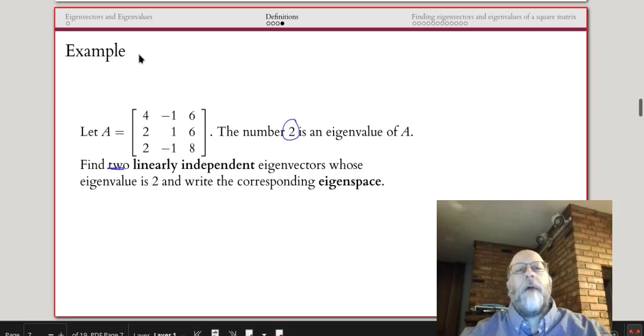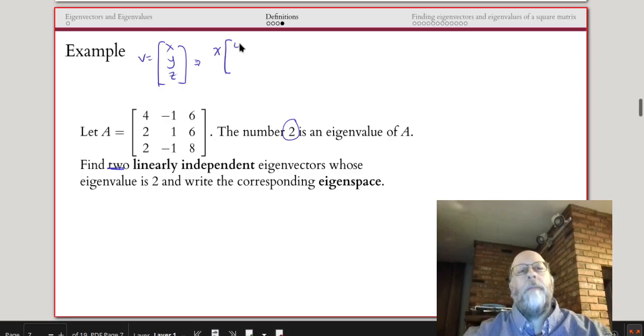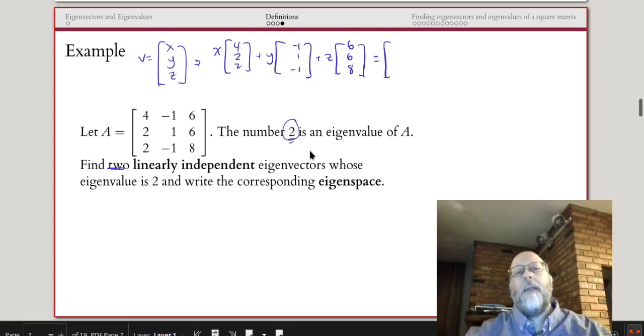So let my eigenvector be x, y, z. And if I multiply x times the first column and y times the second column and z times the third column, the answer is going to be 2 times the vector I started with, because my scaling factor is 2 now. 2x and 2y and 2z.